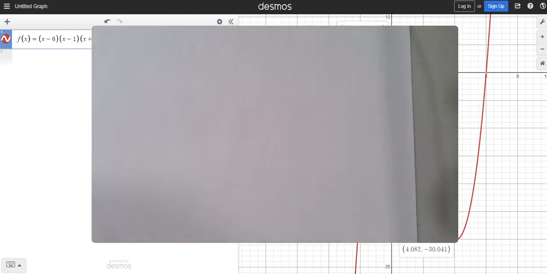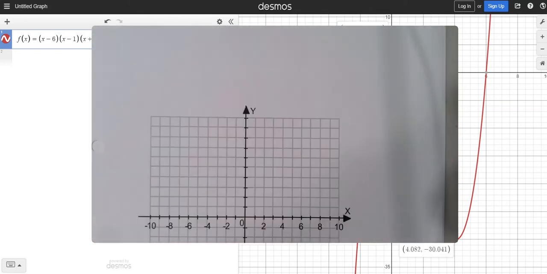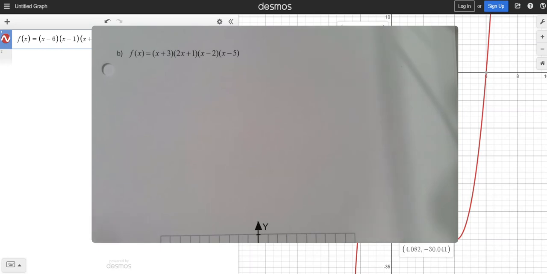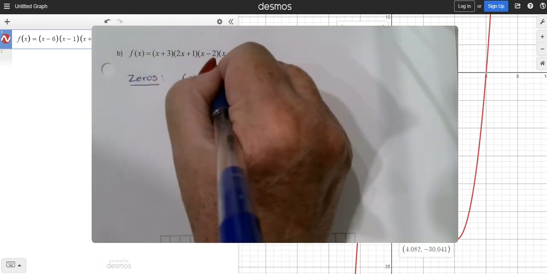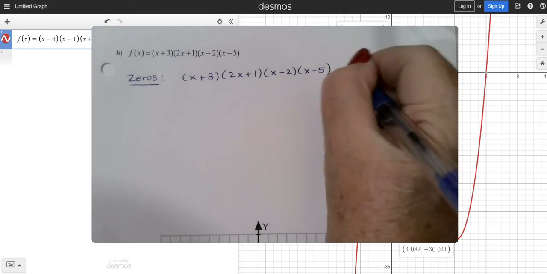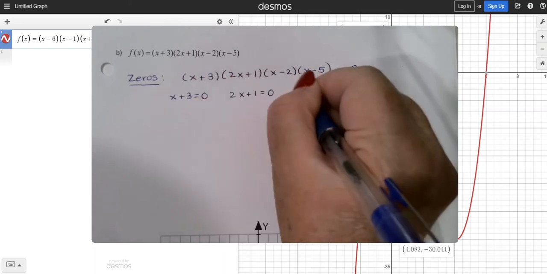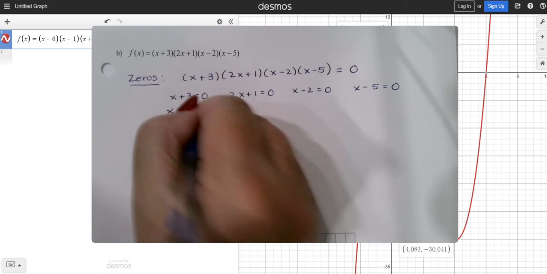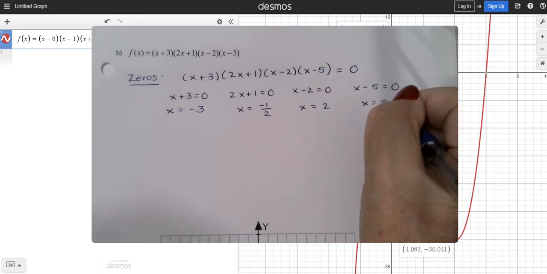All right, we're going to do another one or two this way and just start getting used to our functions. So in B, if I once again am supposed to find the zeros and then also the y-intercept by hand, to get the zeros, I'm just going to set my function equal to 0, which means that x plus 3 is 0, or 2x plus 1 is 0, or x minus 2 is 0, or x minus 5 is 0. And that gives me x equals negative 3, x equals negative 1/2, x equals 2, and x equals 5.